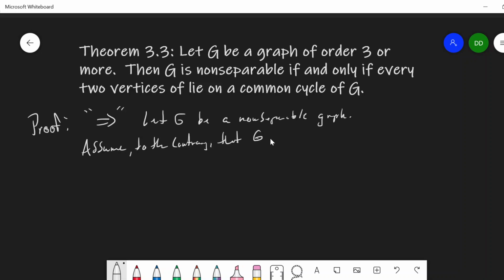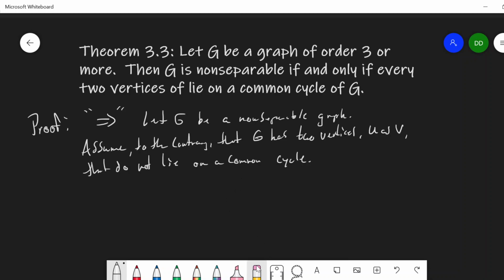That G has, oh no, I want to assume that 2 vertices do not lie on a common cycle. Let's say G has 2 vertices that do not lie on a common cycle. Actually, I'm not going to name these yet.